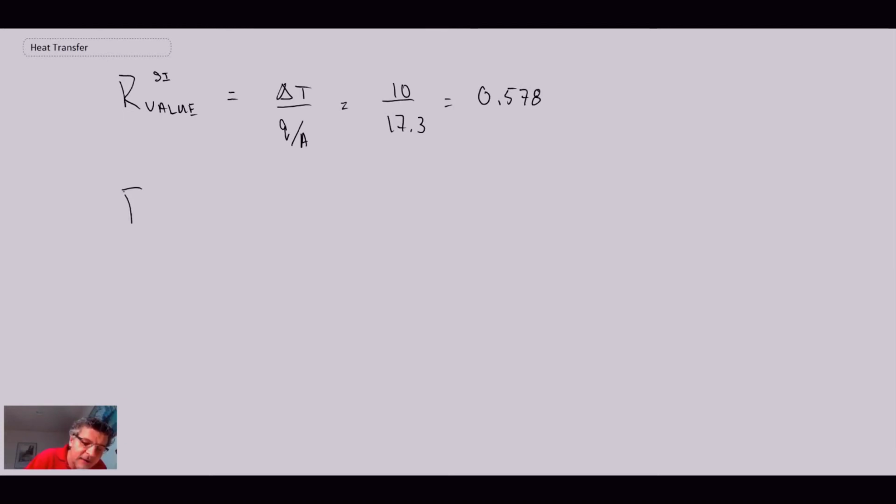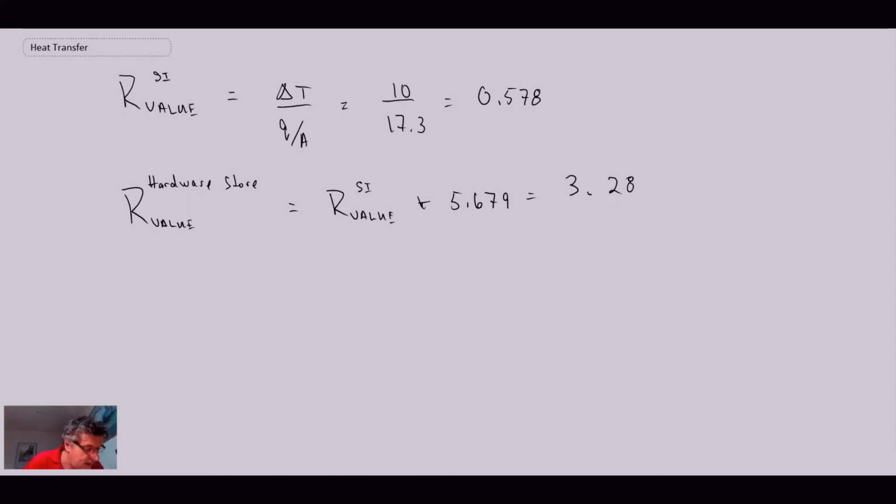And now let's put this into context of the R value that you would see if you went to a hardware store. If you recall, we said you take the R value SI and multiply by 5.679. And so with that, we get an R value of 3.28, which is pretty low.